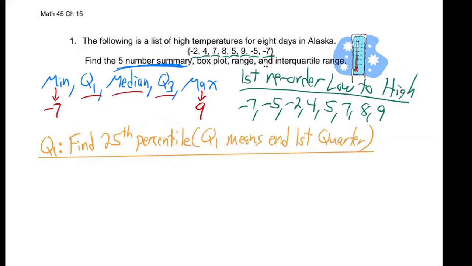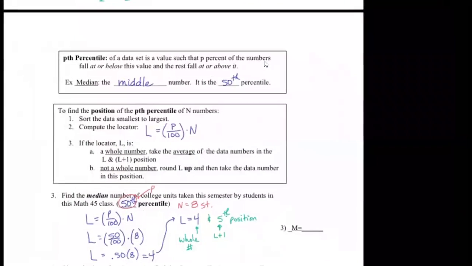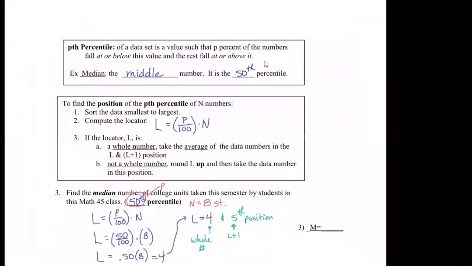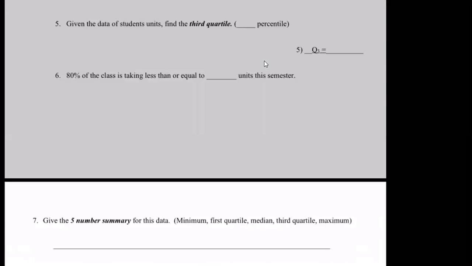It's the 25th percentile. So we're going to use the percentile formula. Remember the percentile formula? That's what we got up here in the notes. I'll mention it and then write it down here. There's Mrs. Jones's much nicer writing. L equals P over 100 times N. That's how we find a percentile. And Q1 is a percentile, the 25th percentile. So let's go down and do it.